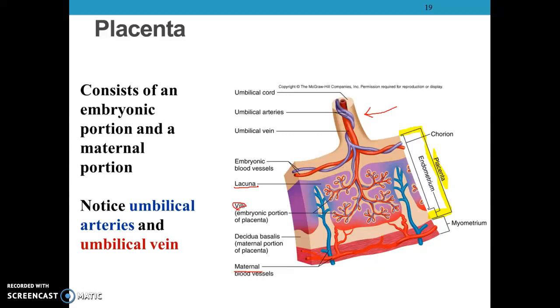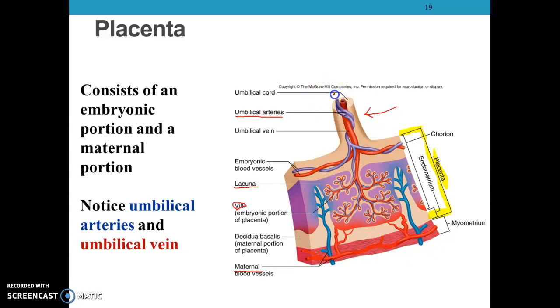At the same time, the waste that is building up in the embryo, like usually our kidneys get rid of waste, our digestive system gets rid of waste, our breathing gets rid of carbon dioxide. Now, the embryo is not urinating or breathing or anything like that, so all of the waste has to come from the blood source, from the umbilical arteries.